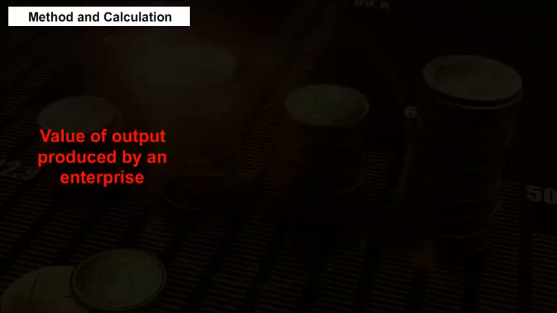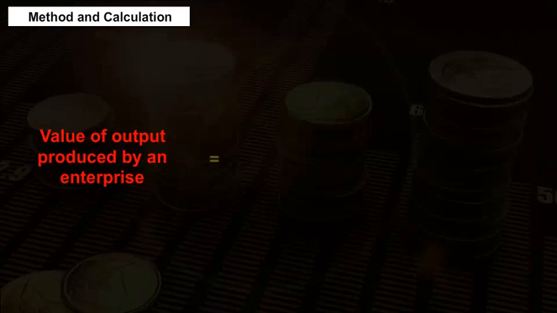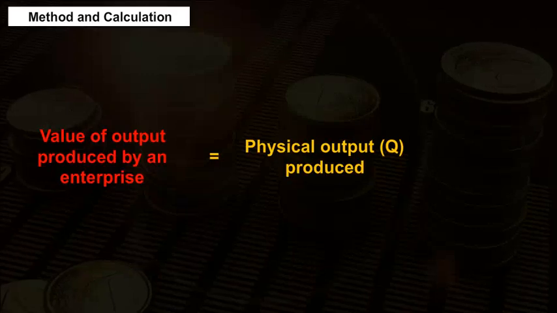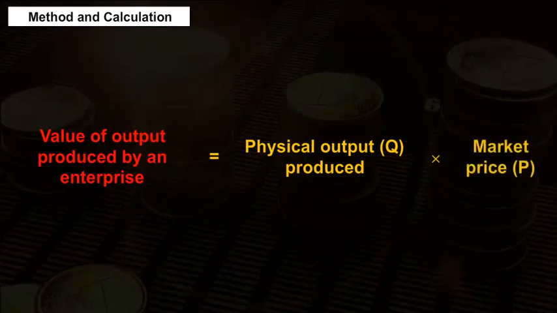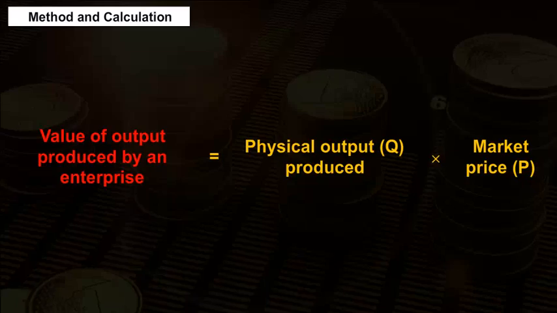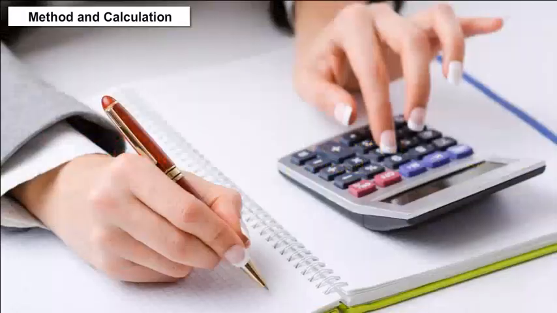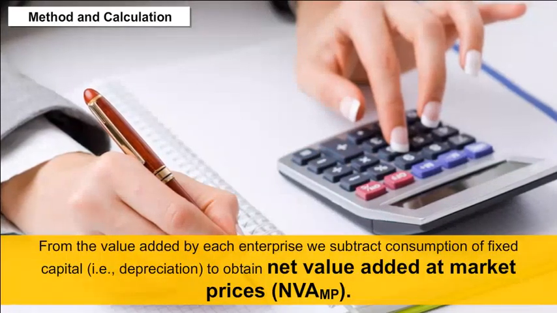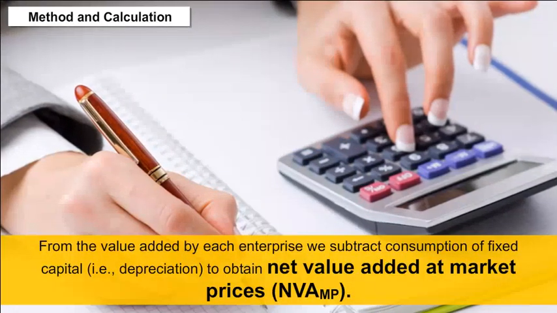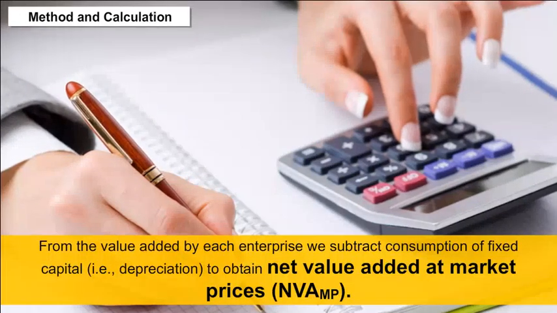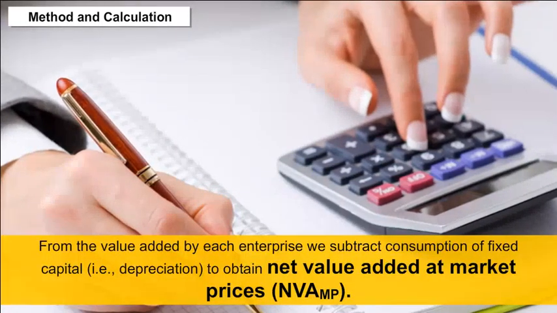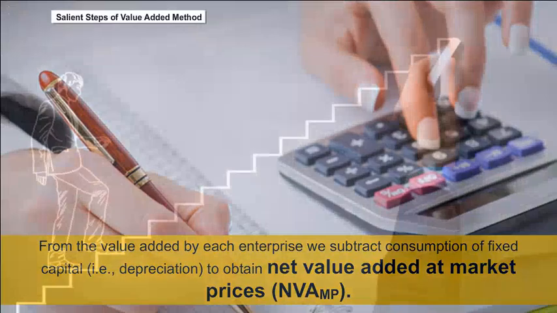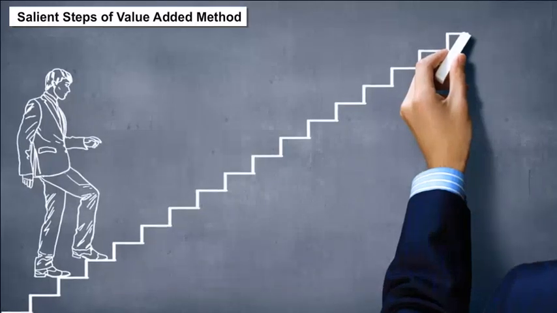Method and calculation. Value of output produced by an enterprise is equal to physical output, Q, produced multiplied by the market price, P, that is, P multiplied by Q. From the value added by each enterprise, we subtract consumption of fixed capital, that is, depreciation, to obtain net value added at market prices, NVAMP.